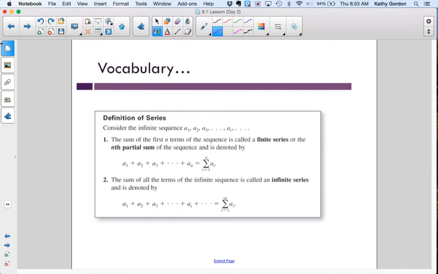So back to a little bit of vocabulary here. If we are talking about an infinite sequence, something that keeps going on and on and on, then the sum of the first n terms of that sequence would be called finite. Again, we're taking a limited number of terms, we've got a starting place and a stopping place, and we're adding up everything in between.